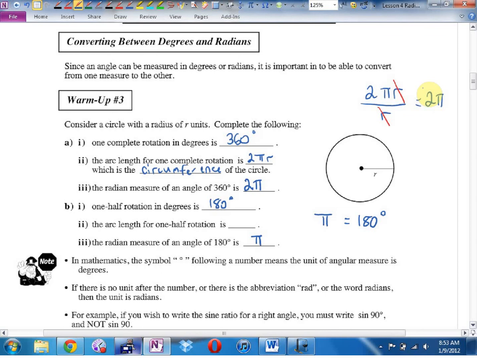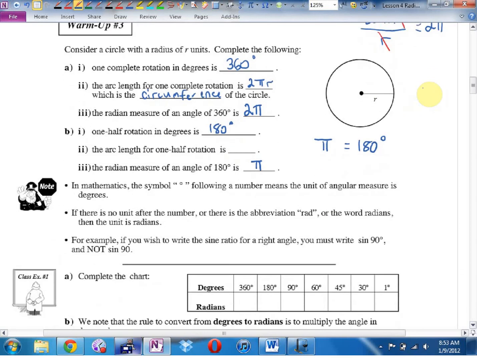That's sine of 90 degrees. That's sine of 90 radians. You know how I can tell? Because there's no degrees symbol. And I'm going to be fussy on that from now on. If you don't put a degree symbol, I will assume you mean radians.